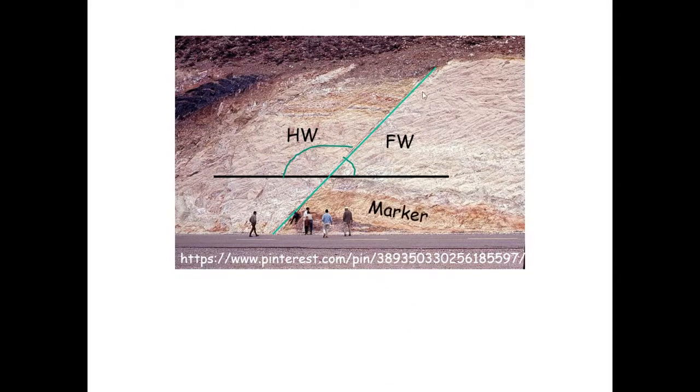Let's take a look at our marker beds. We have this rather large, kind of tannish colored rock, and as we move up the footwall, we see that it is up here on the hanging wall side. So in this instance, the hanging wall has moved up relative to the footwall. If that is the case, then you have a reverse fault.